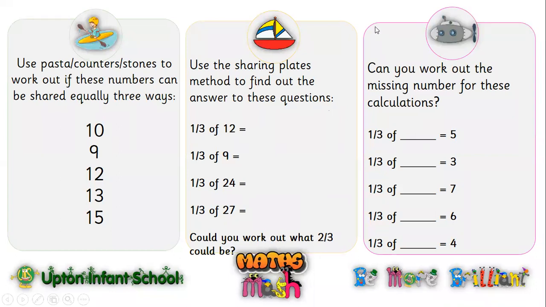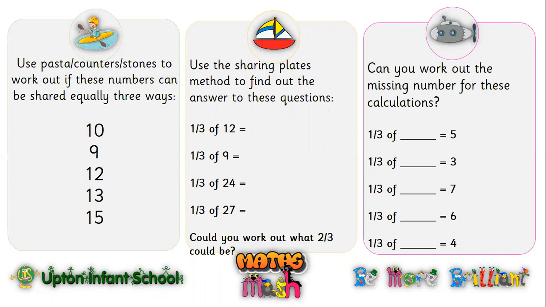Okay, so if you are doing the rowing boat this week, I'd like you to use anything that you've got at home. It could be Lego, but I put on there counters or pasta or stones, and I'd like you to share it out equally using those numbers to see if they can be shared equally or if they can't be. So I've got 5 numbers there that I'd like you to explore for me. Can they be shared equally or can they not?